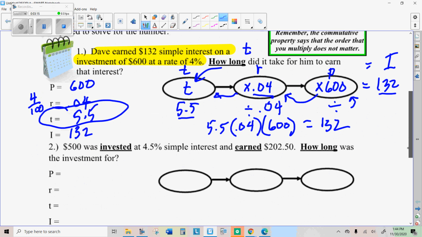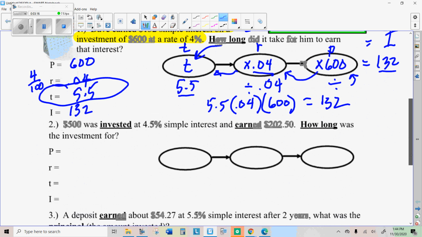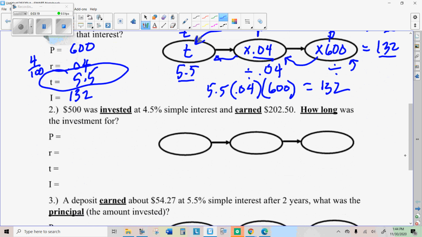All right, let's try another one here. In this one, it says we have $500 invested. That would be our principal, at 4.5% simple interest. So we have our rate. So we're going to do that divided by 100, which is 0.045. And we earned $202.50.